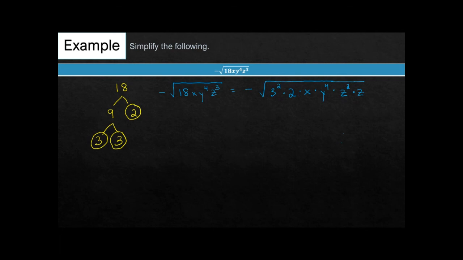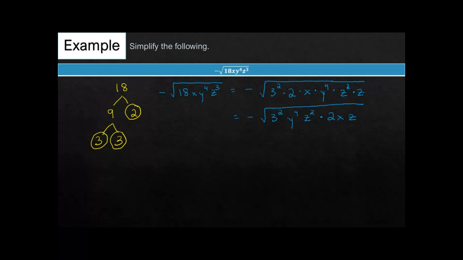So next line, I'm going to move everything with that exponent to the front of my long square root symbol. So I've got 3 squared, y to the 4th, z squared, and then the things without the exponents are 2x z. So I'm just grouping those.